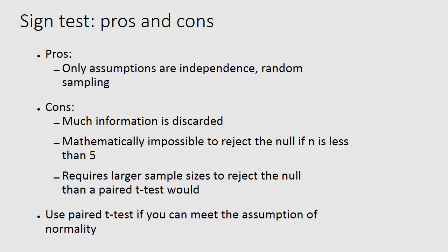We lose power. Okay, we know that if we don't use the paired t-test, using this sign test has less power, so it would require larger sample sizes to even reject the null. And it's mathematically impossible to reject the null if you have a sample size less than 5. So if you can, use the paired t-test, but if not, now you have the sign test.